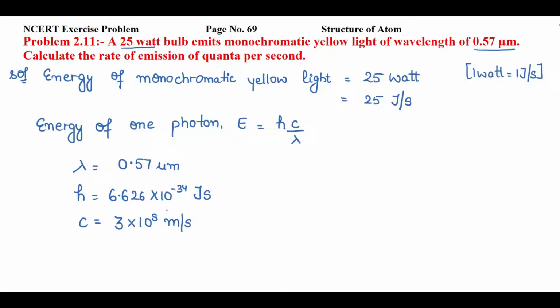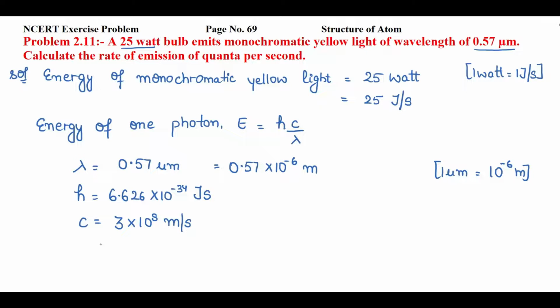Now if you see, we are having velocity of light in meter per second, but wavelength is in micrometer, right? So first of all, we have to convert this micrometer into meter so that we can cancel the units, right? So 1 micrometer is equal to 10 raised to power minus 6 meter. You can put the value over here. So 0.57 into 10 raised to power minus 6 meter.